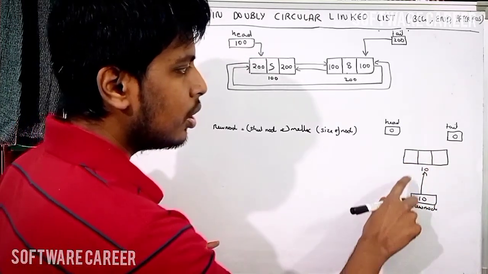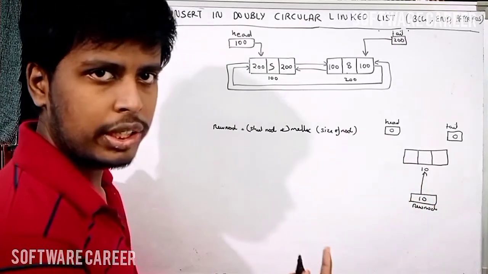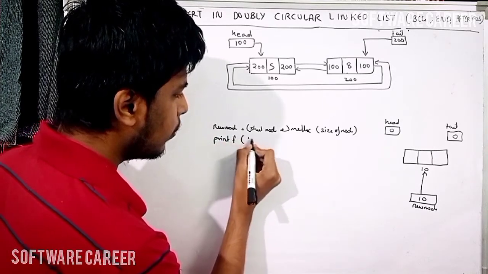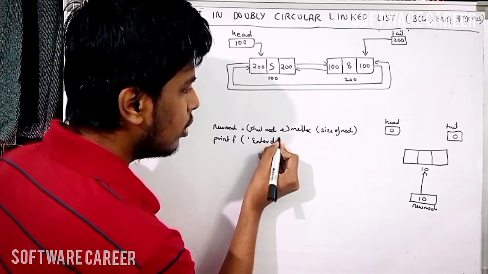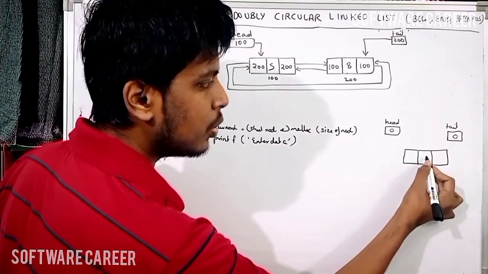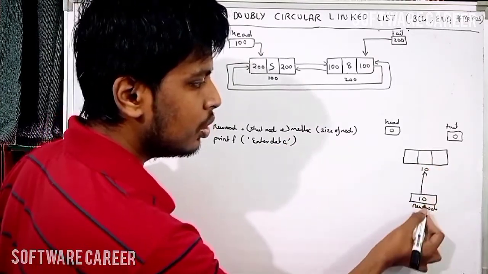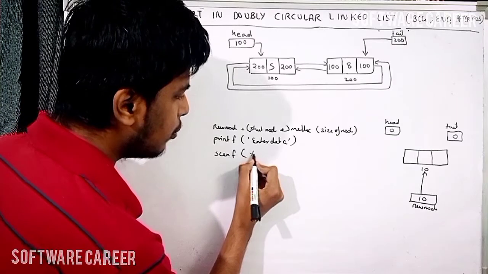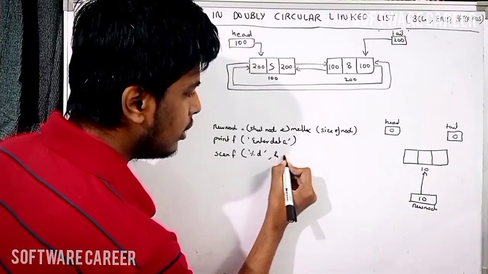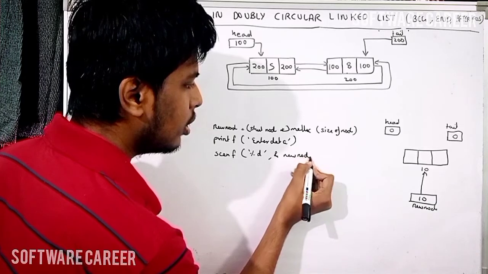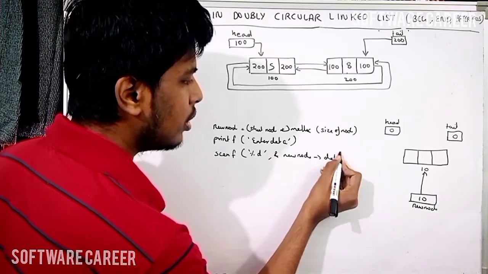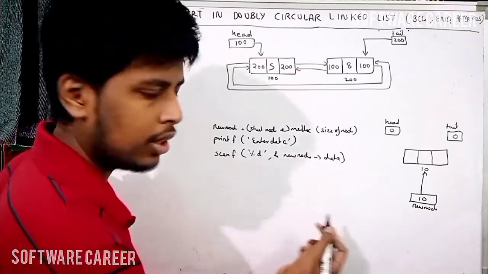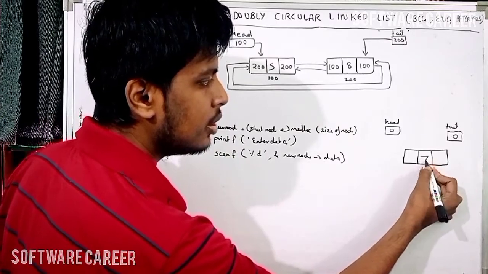Now you should ask the user what data he wants to store. So I am asking printf enter data. Suppose the user says 7, then 7 I should store in the data part. Data part of which node? newnode data. So I am reading it by using the scanf function: scanf %d comma newnode data. Now the user enters the data 7. 7 is read as %d, that is newnode data. Newnode is 10. 10's data is here. Here 7 I will put.